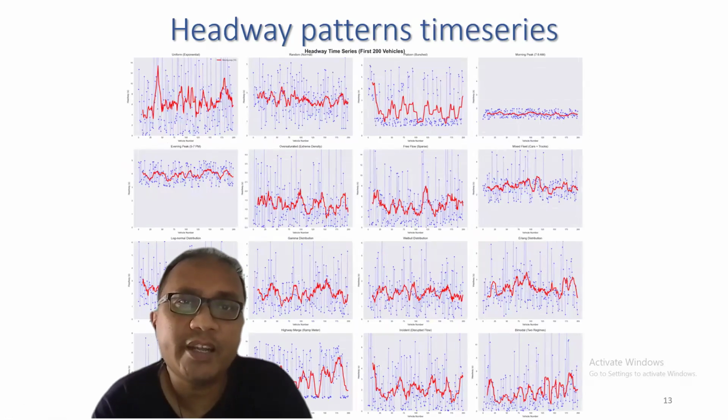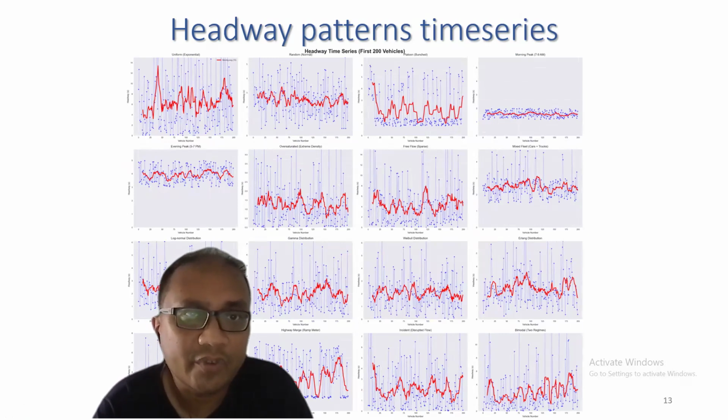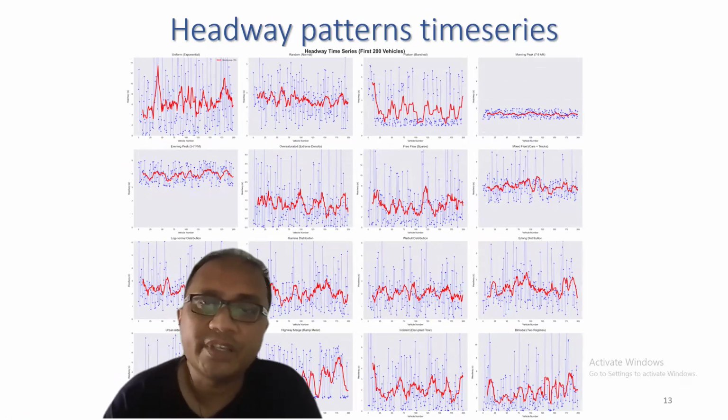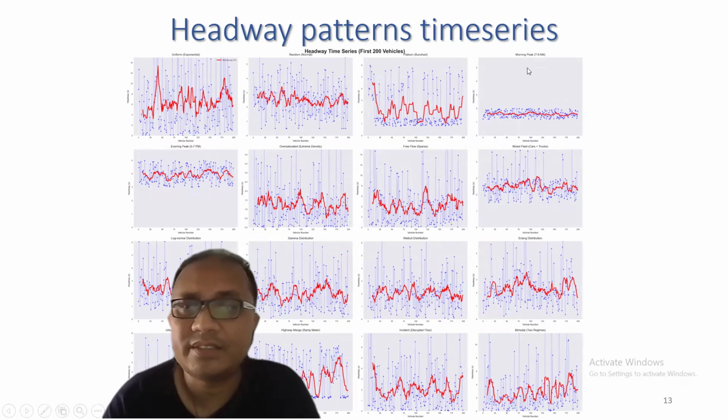Next, this is the headway. If we plot the first 200 vehicles in the headway patterns, we can see the headway patterns will be like this. We can see uniform, oversaturated, Weibull distribution, bimodal, incident-induced or disrupted flow traffic headway time series.